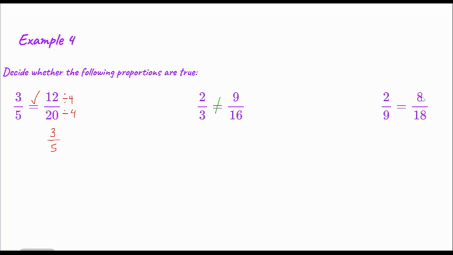2/9 can't be simplified. 8/18 can. So it looks like 8 and 18 share a common factor of 2. So let's divide by 2. We get 8 divided by 2 is 4 over 9. Now we have a situation where we have the same denominator but different numerators. So these aren't equal either.